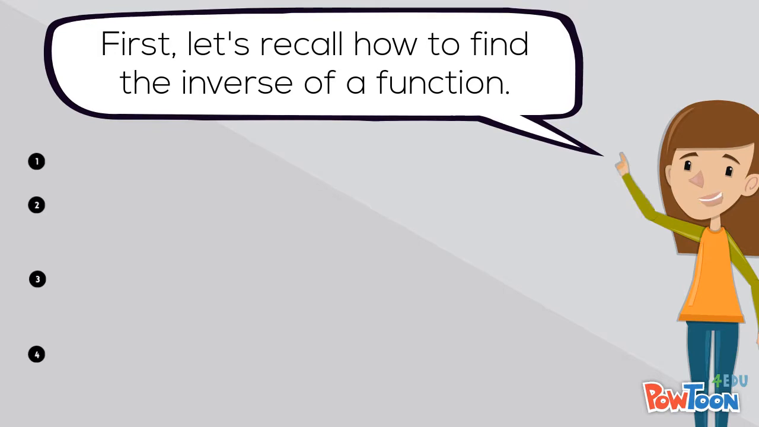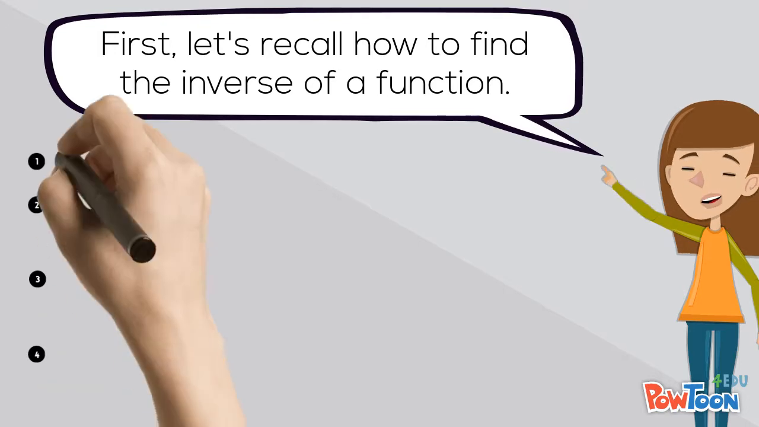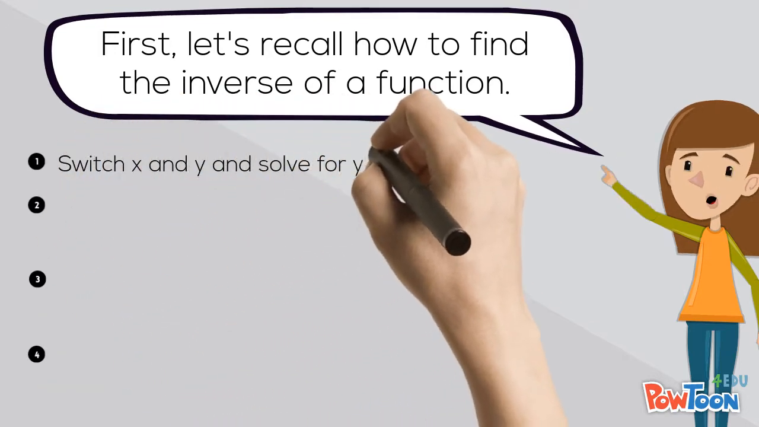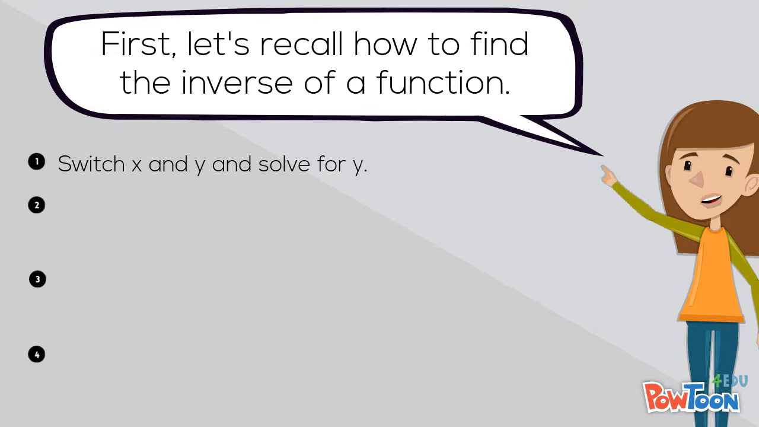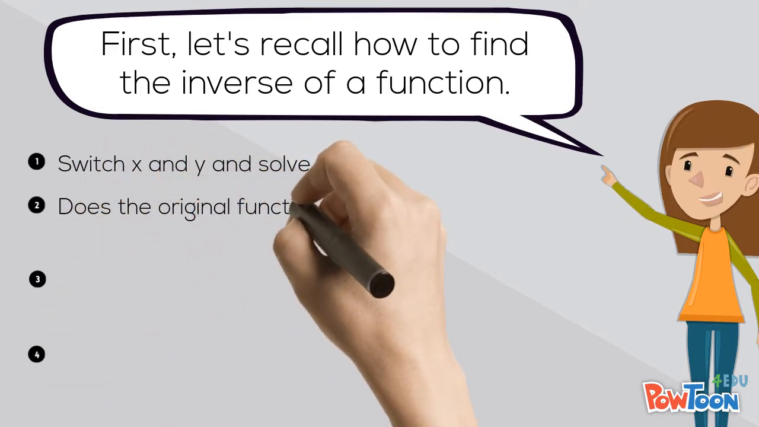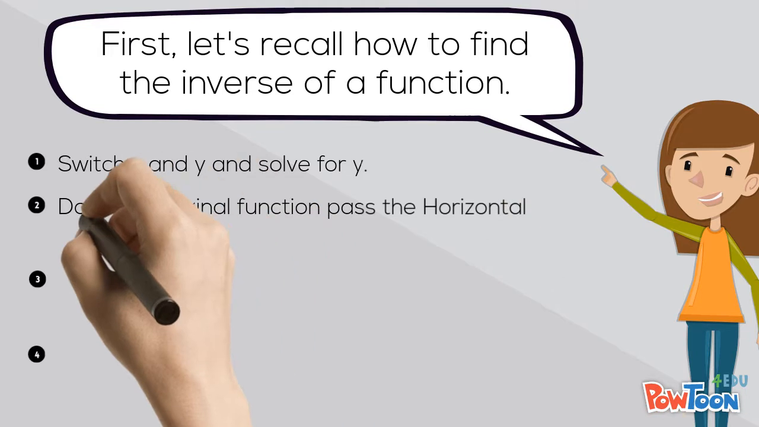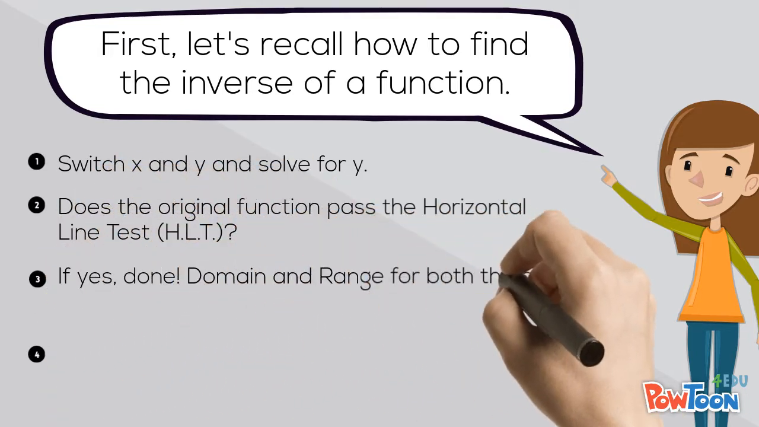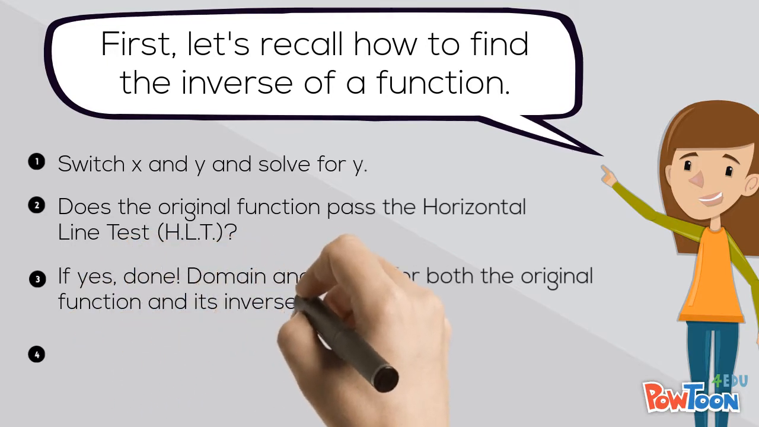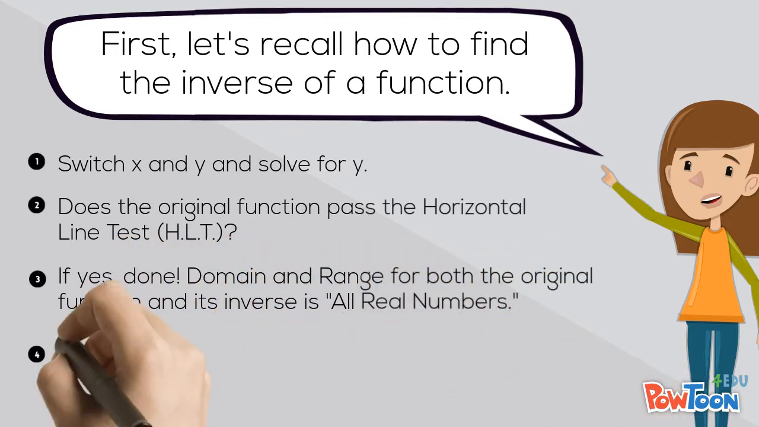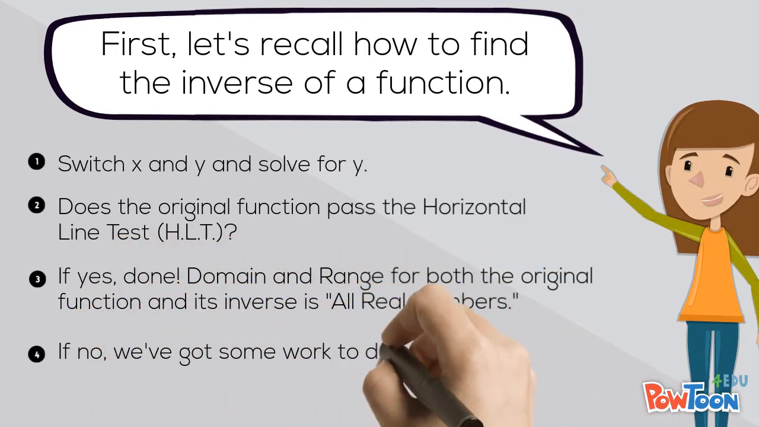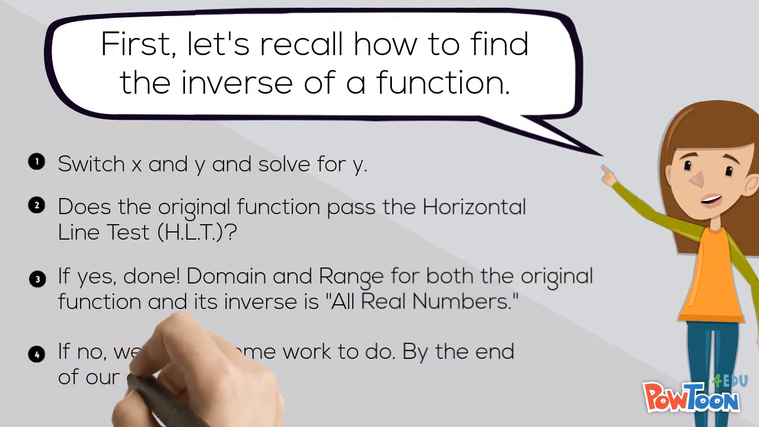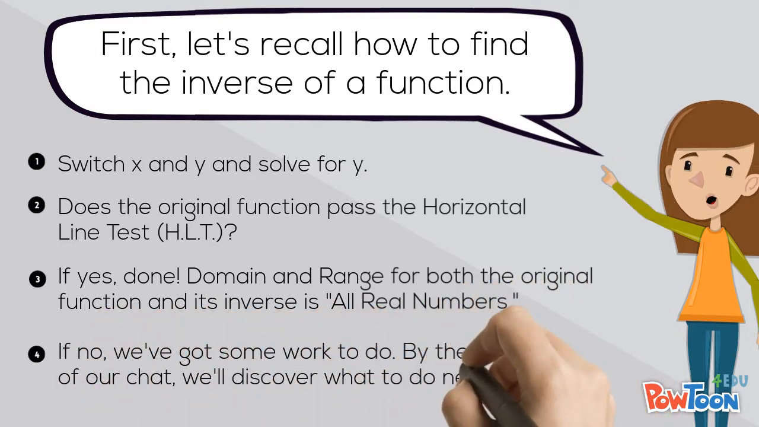First, let's recall how to find the inverse of a function. Switch x and y and solve for y. Then ask, does the original function pass the horizontal line test? If the answer is yes, you are done. The domain and range for both the original function and its inverse is all real numbers. If the answer is no, we've got some work to do. By the end of our chat, we'll discover what to do next.